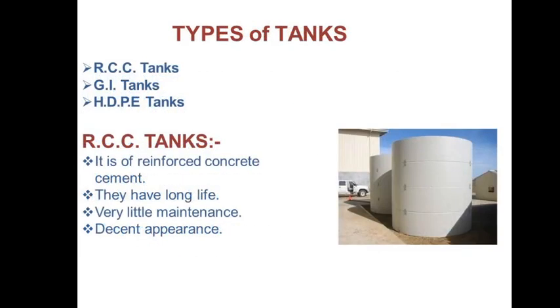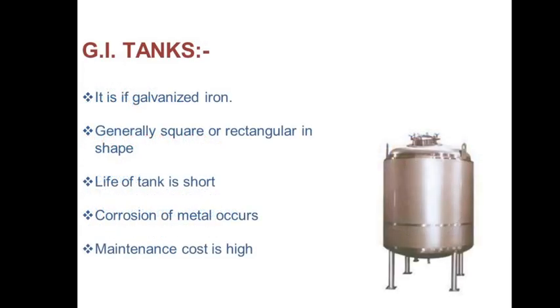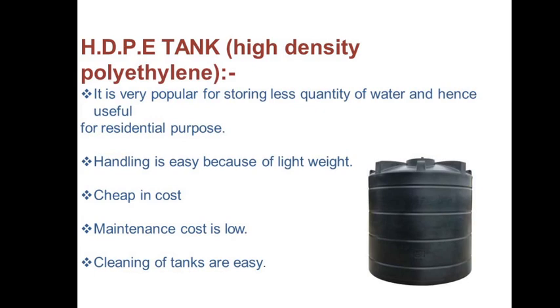So what are the different types of tank? RCC tank, GI tank and HDPE tank. RCC tanks are made of reinforced cement concrete. They have a long life, very little maintenance and decent appearance. GI tanks are galvanized iron tanks, generally square or rectangular in shape. Life of the tank is short, corrosion of metal occurs, and maintenance cost is high. Then HDPE tank, that is high density polyethylene tank. It is very popular for storing a small quantity of water and hence useful for residential purposes. Handling is very easy because of light weight, it is cheap in cost, maintenance cost is low, and cleaning of the tank is very easy.